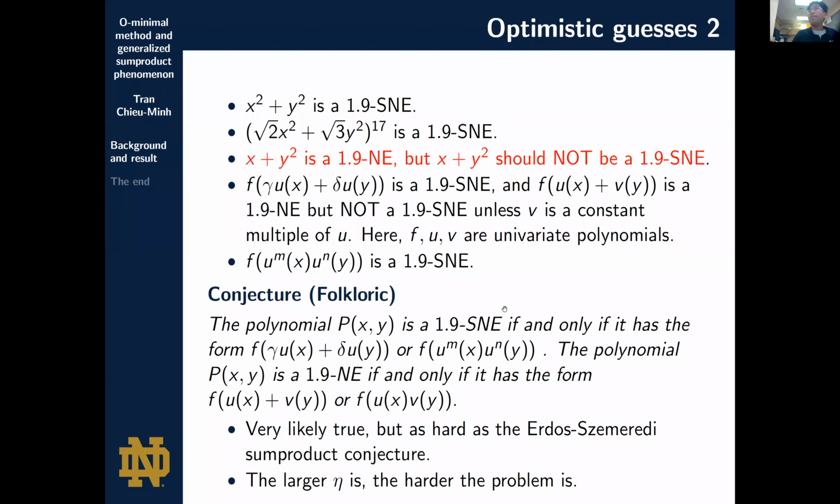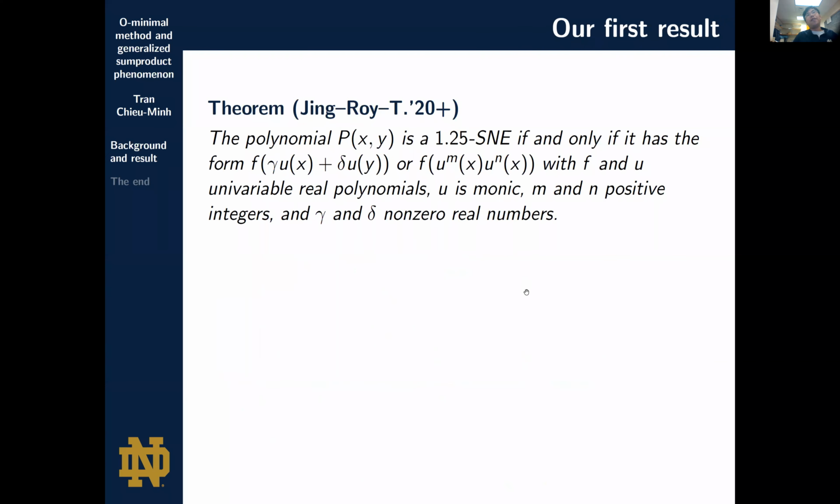So let me say our first main result. It is a result towards this conjecture, but with a weaker exponent bound. The polynomial p(x, y) is a 1.25 symmetric non-expander only if it has this form or this form. So the expected form, but only with the weaker bound of 1.25 instead of 1.9. And this is the current best record of this type of result, and in fact maybe the only result of this type that is known right now.